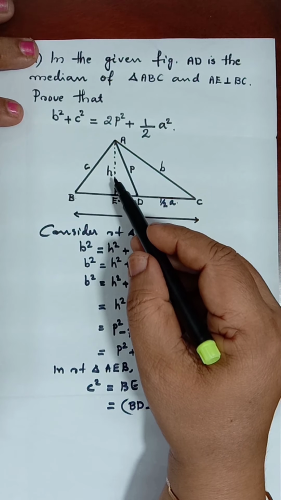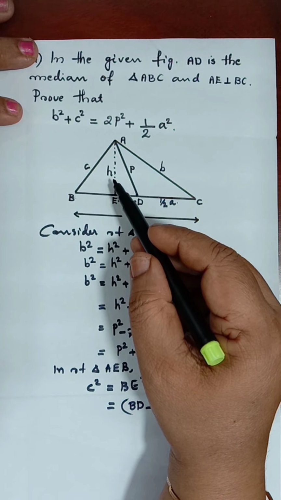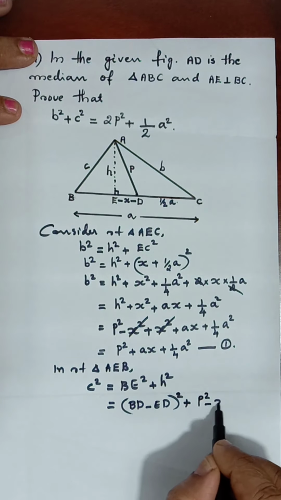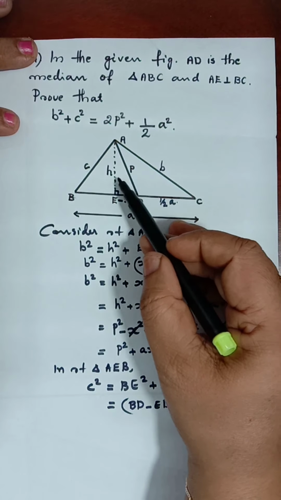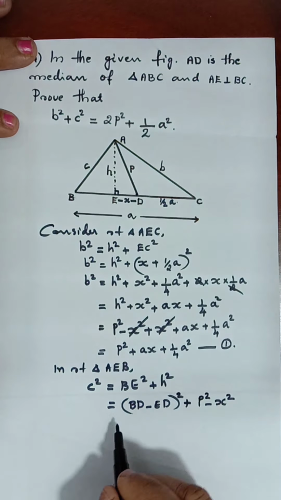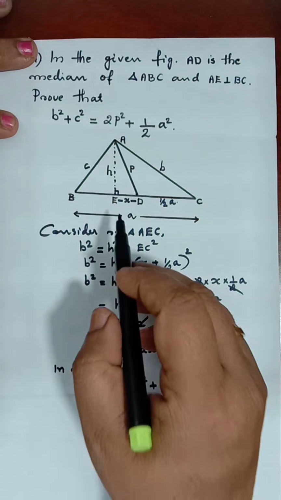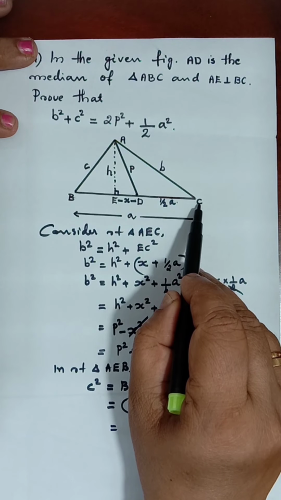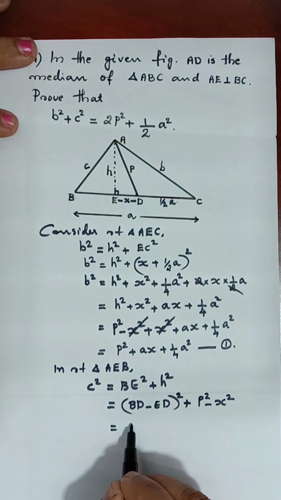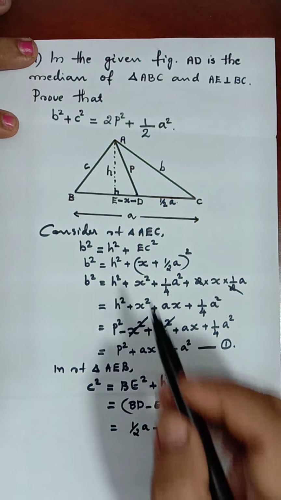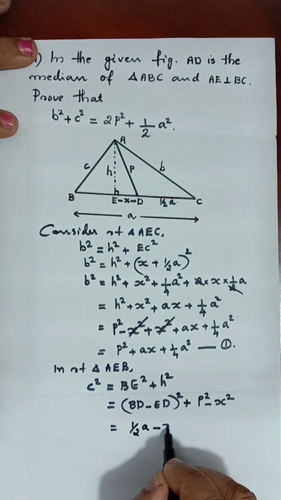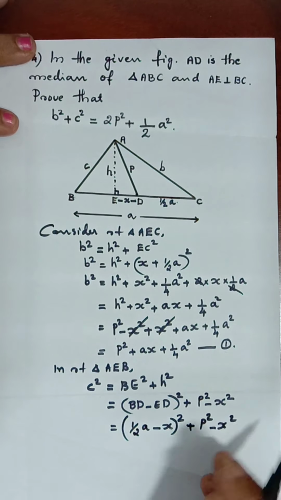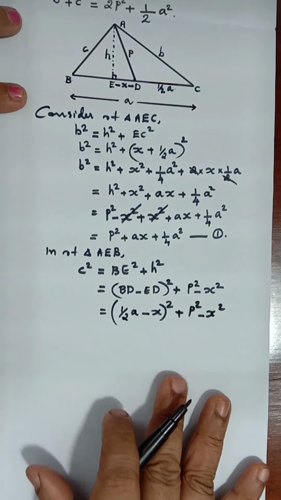Okay. So H square already we know. What is our H square? H square is P square minus X square. Look at this. H square equal to P square minus X square. So BD minus ED. What is BD? BD is half of A because BC is A. Therefore BD is half A. Half A minus ED. ED value is X whole square plus P square minus X square. Okay. Now we will simplify.